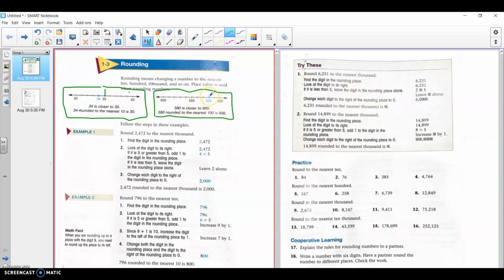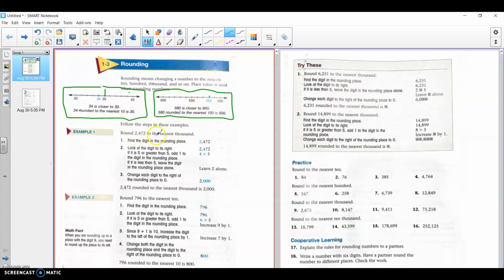So if you put 580 on the number line, there it is. So this is 500, 510, 520, 530, 540, 550, 560, 570, 580. So that's where it would go, 590 and then 600. So you can see that 580 rounded to the nearest hundred would be 600 because it's closer to 600 than it is to 500. So follow the steps in these examples.